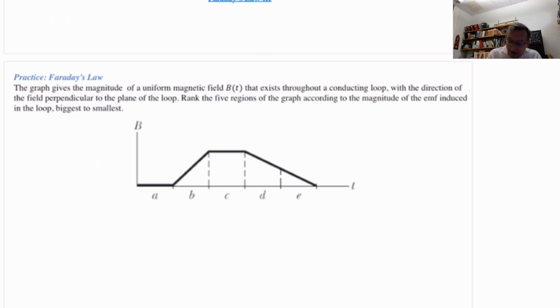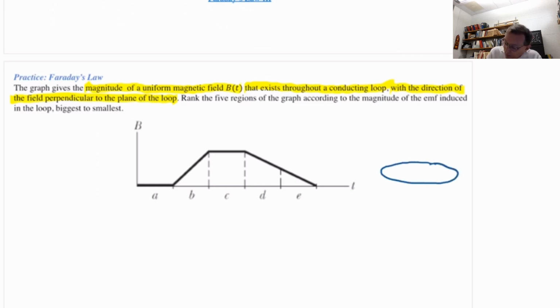We are given a graph here. It shows the magnitude of a uniform magnetic field B, but it's a function of time. And this magnetic field exists throughout a conducting loop, with the direction of the field perpendicular to the plane of the loop. So it's not even hard to draw something. I don't know exactly what the shape of the loop is, but I'll draw it as a circle.